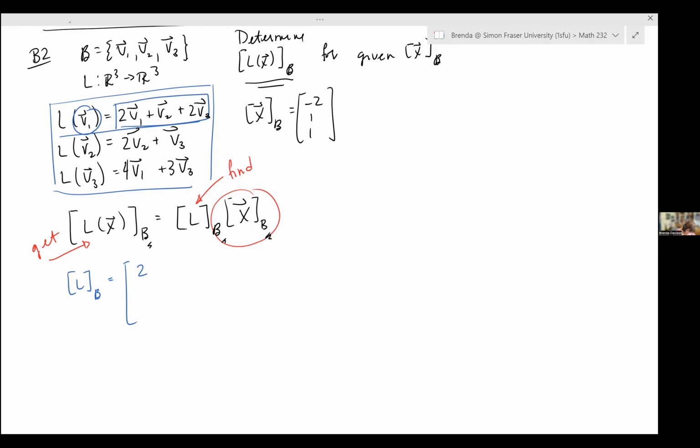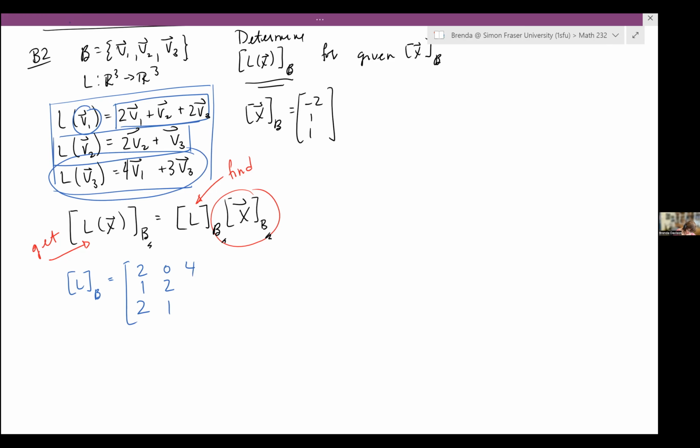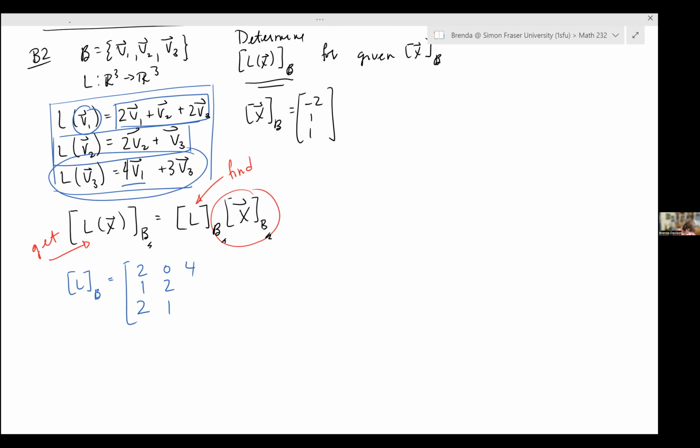It is 2 times v1 plus 1 times v2 plus 2 times v3. What happens to the second one? It is 0 times v1, 2 times v2, and 1 times v3. And then what happens to the third one? It is 4 times v1, there's no v2, and then 3 times v3. So we can write that down.